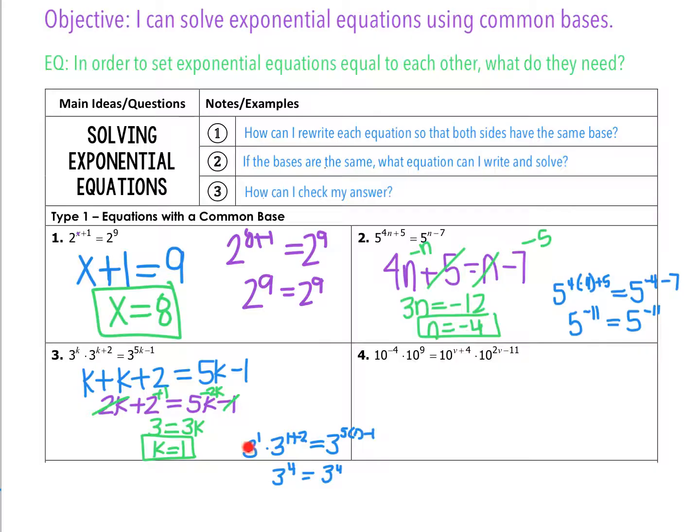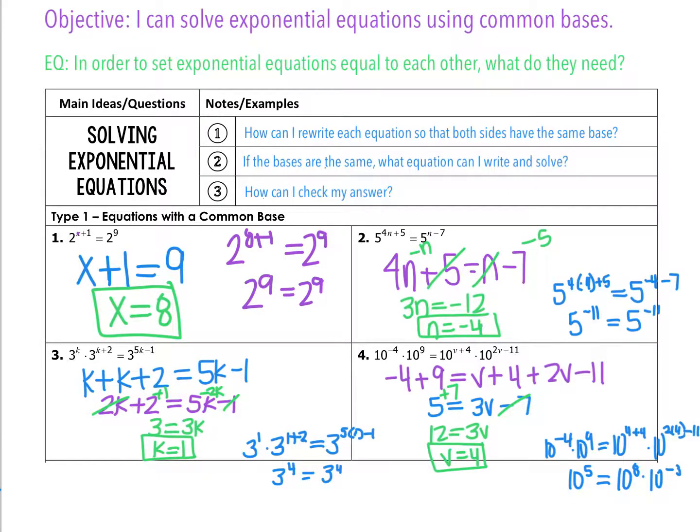And when I plug it back in, I have 3 to the first, 3 to the 1 plus 2, so that's 3. So if I have 1 3 here and 3 3s here, I have 4 3s. And that's why I add those exponents. And then 5 times 1 minus 1 would be 3 to the 4th. So my k value checks out. All right, go ahead and pause the video and try number 4.